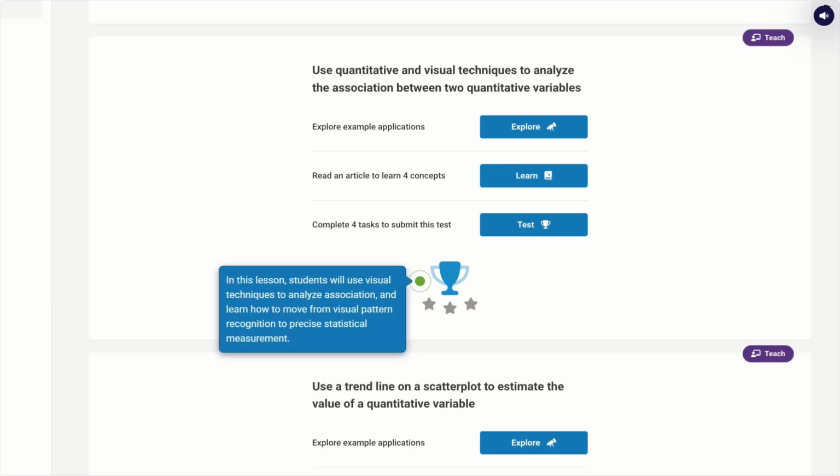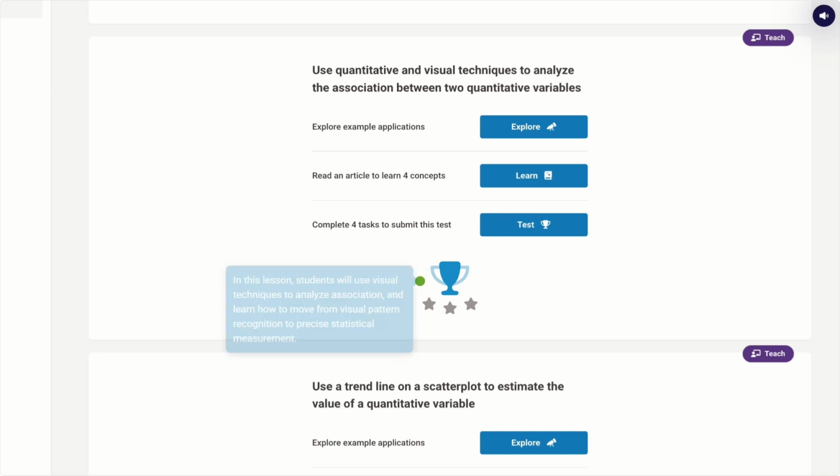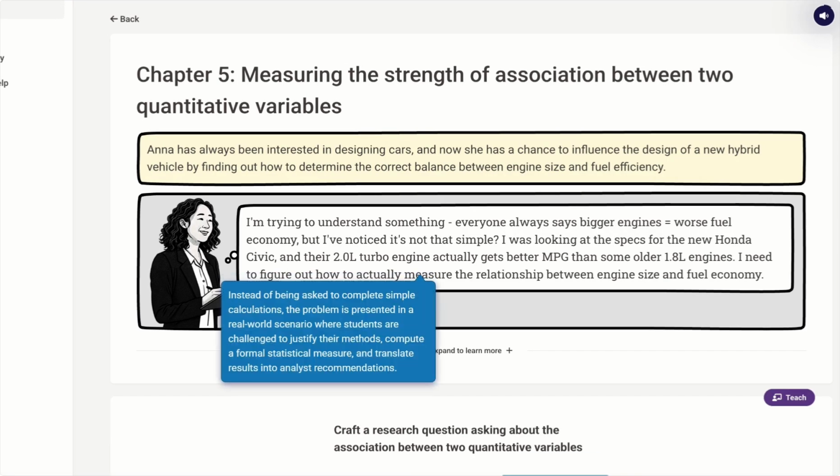In this lesson, students will use visual techniques to analyze association and learn how to move from visual pattern recognition to precise statistical measurement. Instead of being asked to complete simple calculations, the problem is presented in a real-world scenario where students are challenged to justify their methods, compute a formal statistical measure, and translate results into analyst recommendations.